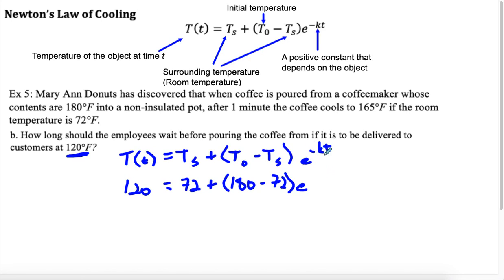times e, and we already solved for k. This is the same scenario, so k is going to stay the same, 0.1495. But now I'm solving this for t. So I would subtract the 72 over: 120 minus 72 would be 48, equals 108 times e to the negative 0.1495 t power. Divide the 108 over.